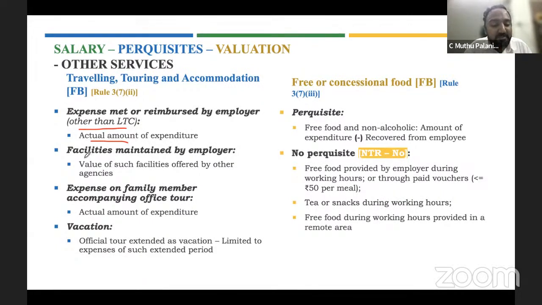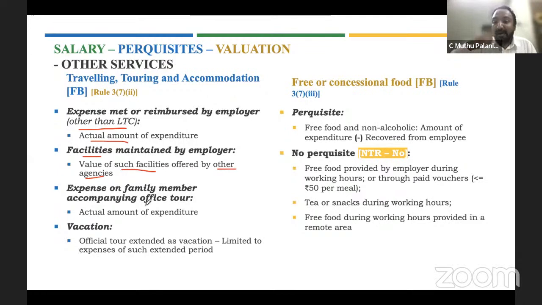Next, facilities maintained by employer. Value of such facilities offered by other agencies. So in case of the facility itself, let's say there is an ITC hotel, and an employee of ITC comes and stays in that hotel for personal purposes. Now, whatever ITC would have charged anyone else in that hotel would be the charge. So the value of such facilities offered by other agencies could be taken, or my agency itself for a third party could also be taken. So I could take such a value and it will become my perquisite.